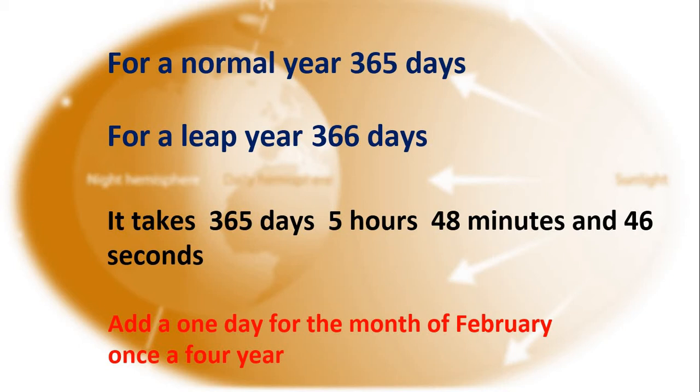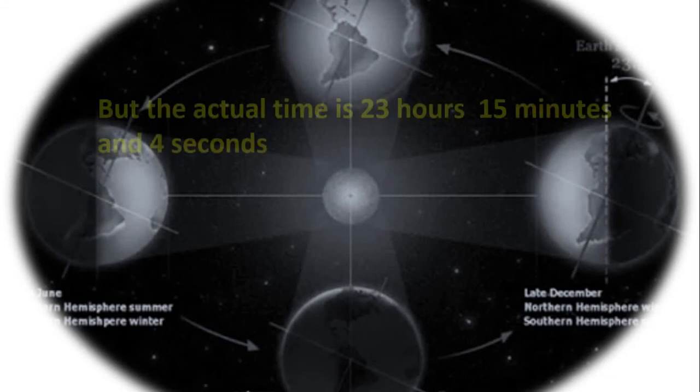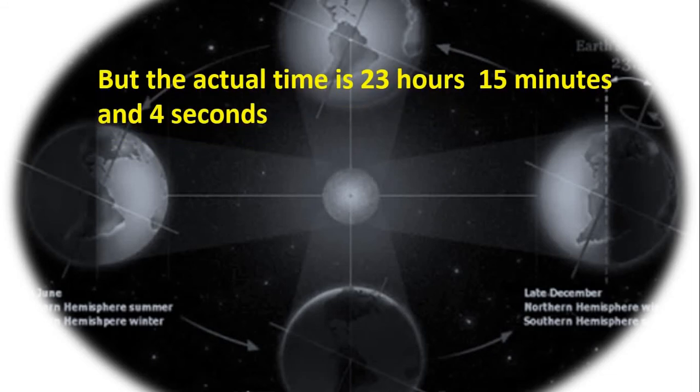So let's quickly move to find out whether a given year divisible by 4 is a leap year or not. Actually, I told you that we add 1 day, that means 24 hours, once per 4 years, to avoid that so-called negligence. But the actual time that should be added once per 4 years is 23 hours 15 minutes and 4 seconds. That means we have added an additional 44 minutes and 56 seconds. Therefore, in that case, we have to reduce that additional time. So let's see what we can do.